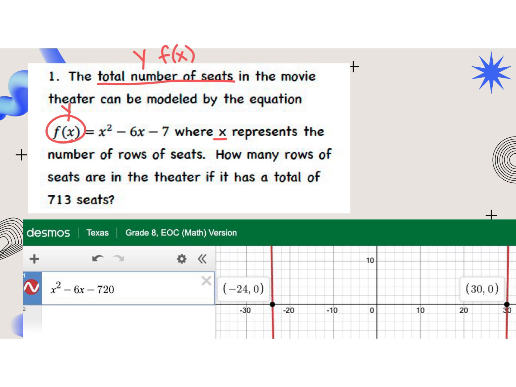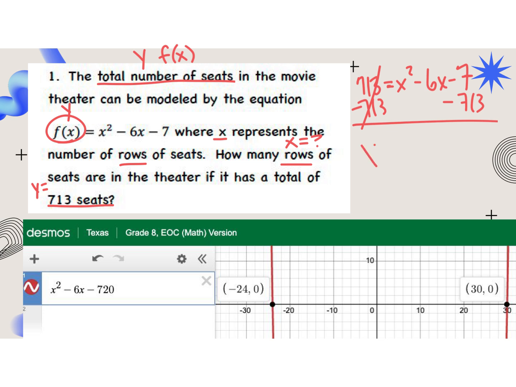It tells us x is the number of rows, and then it's asking us about the number of rows. So this is asking about x. If there's a total of 713 seats, that is our y. So we need to make sure that we put that 713 in the correct spot. And if we're looking for x, then we can simply move our 713 to the one side. Right? If we're going to graph, all of our numbers have to be on the same side.